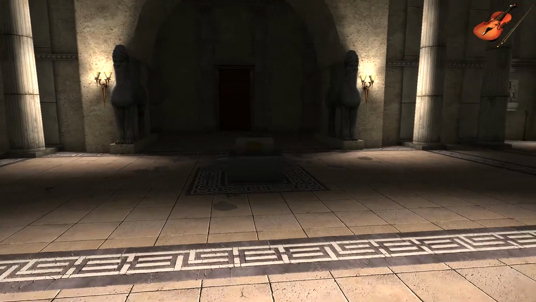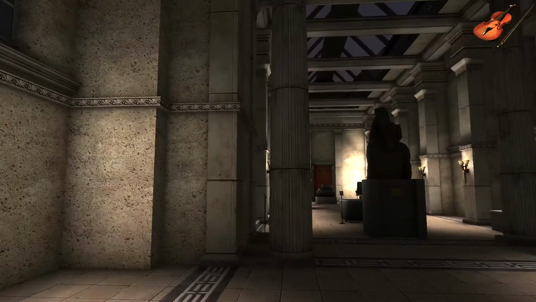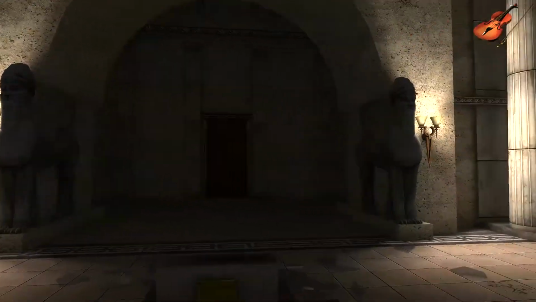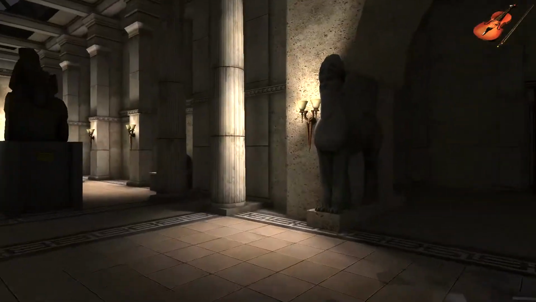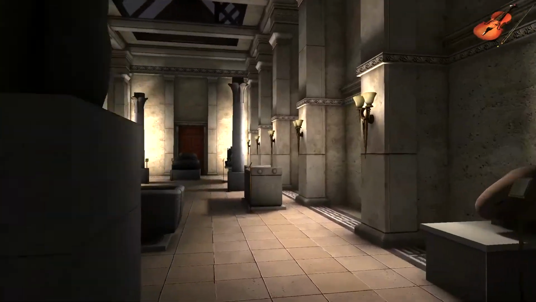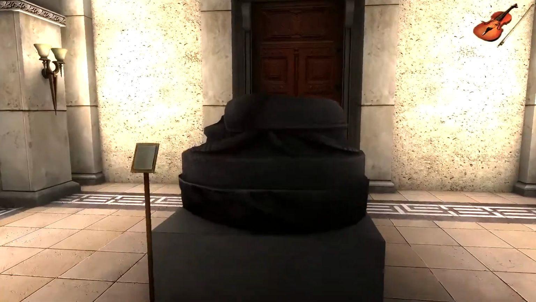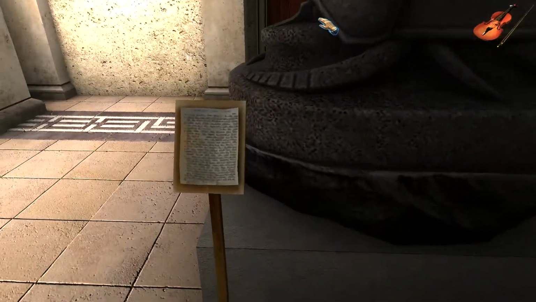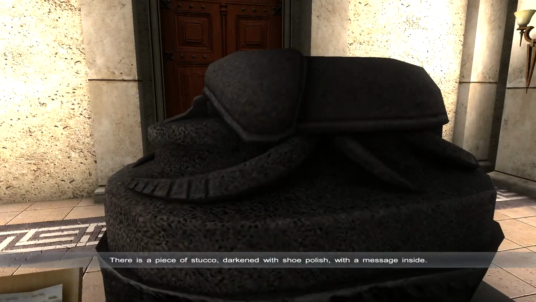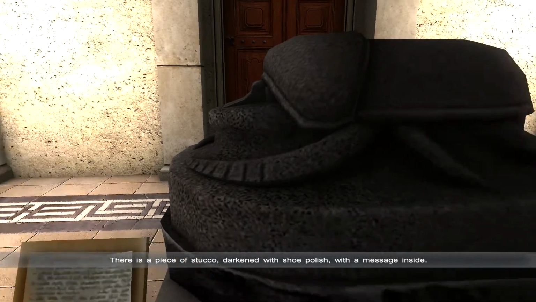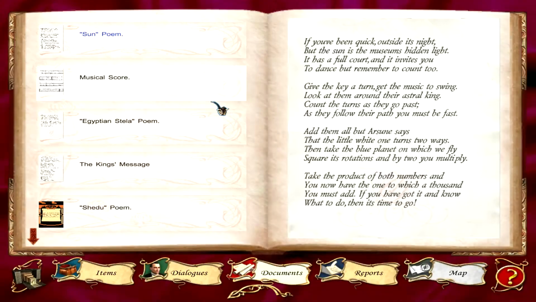Well, scarab was always his sacred insect. There he is. There's a piece of stucco, darkened with shoe polish, with a message inside.